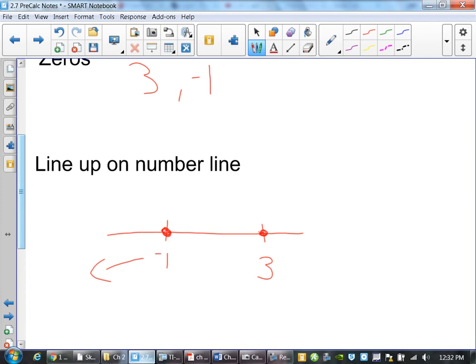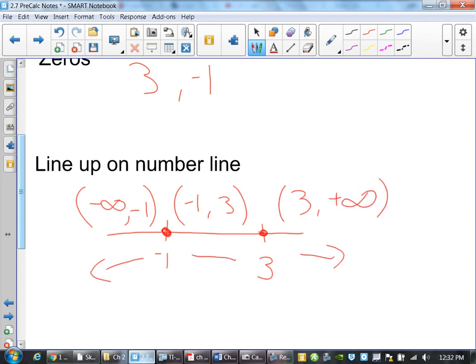Well, how can I write that in terms of an interval? Remember intervals? Negative infinity to -1. And then the other one is between these guys, between -1 and 3. And then this one would be anything between 3 to positive infinity. I get going out this way. Here's the in between. So it breaks into 3 parts.